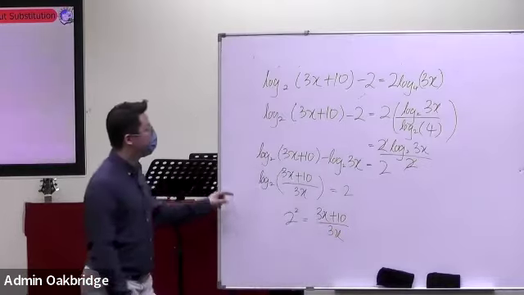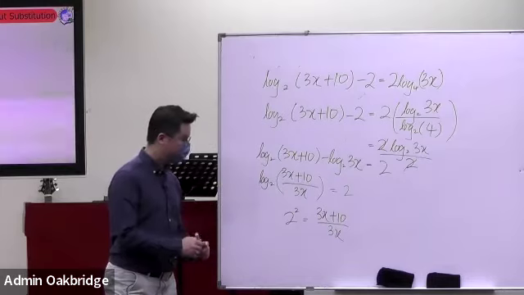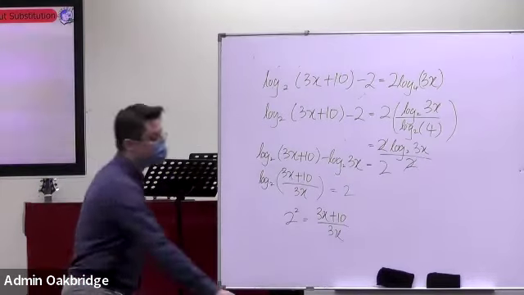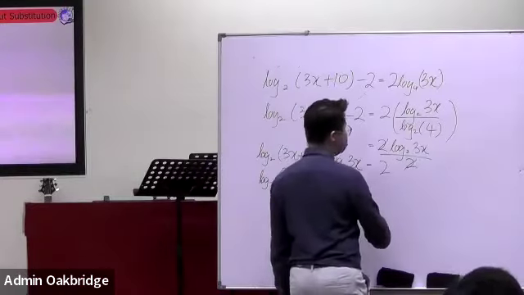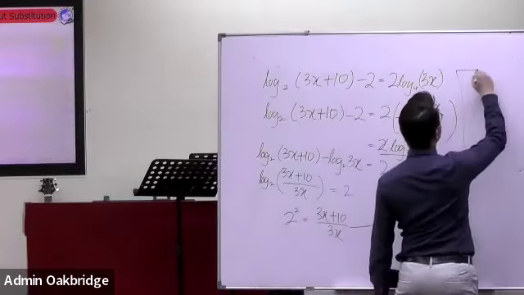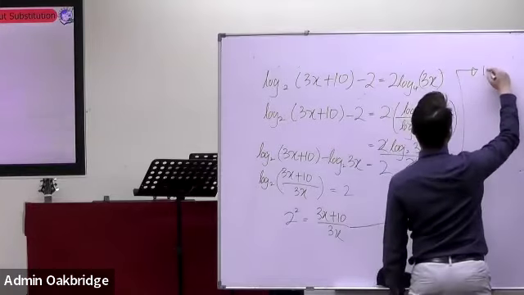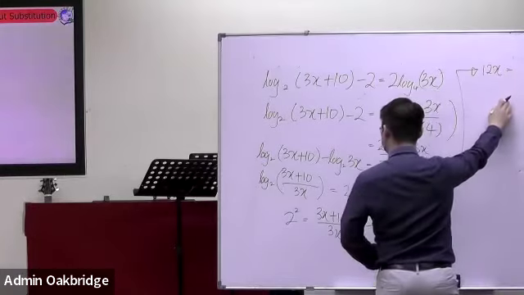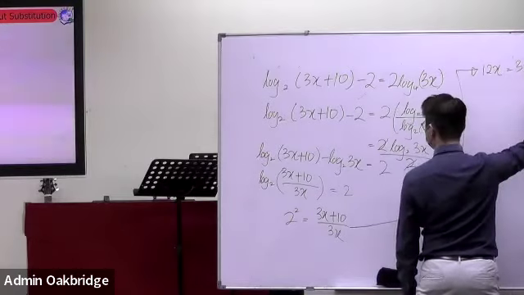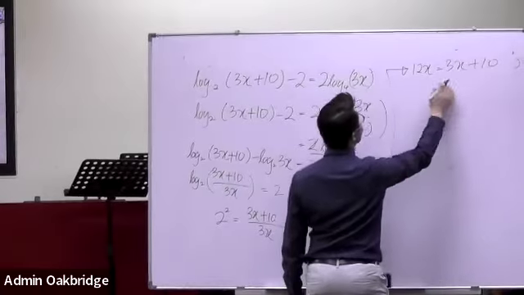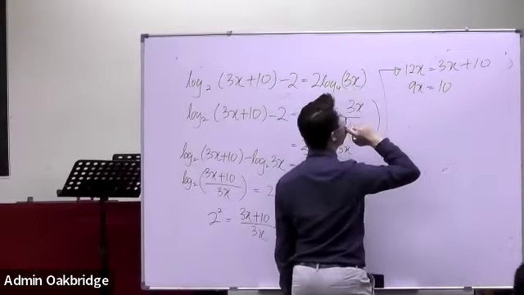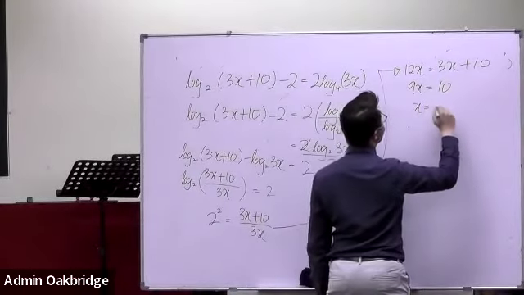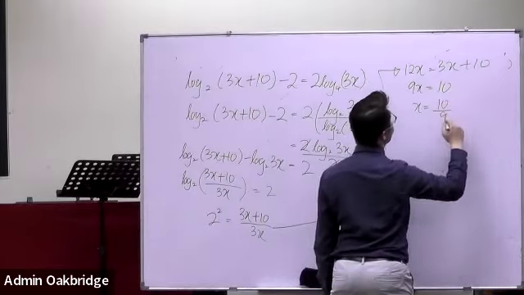All right, so this is how you change from the log form to an index form. Now, what should we do next? Solve for the equation. So now you know how to solve this. Okay, let's say here it becomes 12x equals 3x plus 10. 9x equals 10. Okay, so x equals 10 over 9.